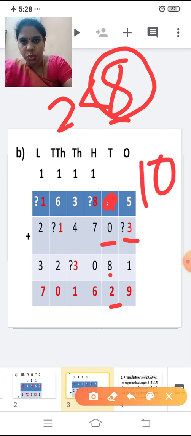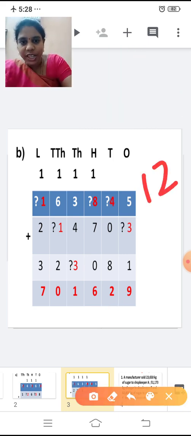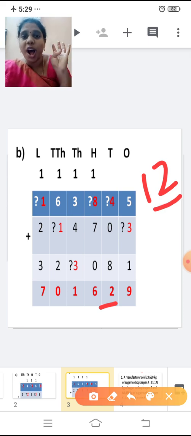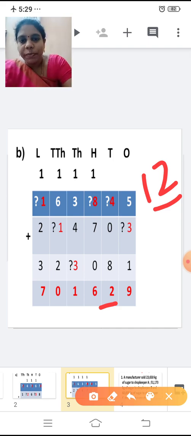Unit place is 2? No. So after 8, 9, 10, 11, 12. So see 12. So I got the unit place as 2. So how many numbers I've added? 4 numbers. After 8 I've added 9, 10, 11, 12. So what number I should write here? 4. Understood, children? So in the place write 4. Next move on to the hundreds place.